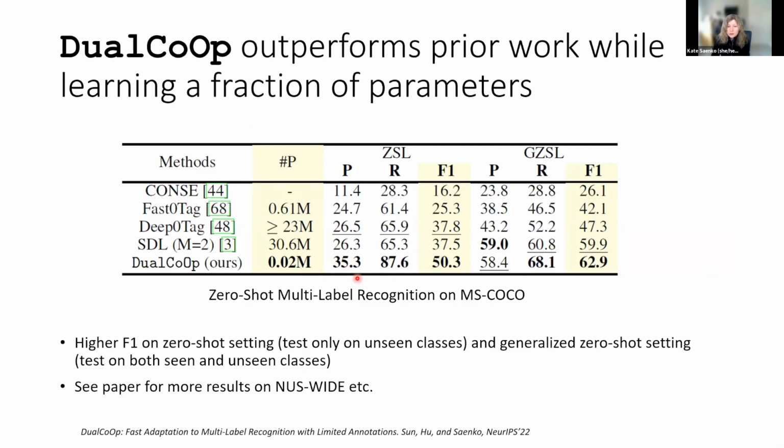Won't go through the numbers here in detail, but essentially we are getting a higher F1 on zero-shot settings, both the standard zero-shot where we're testing only on unseen classes and also on generalized zero-shot where we're testing on both seen and unseen classes. So essentially, by harnessing the vision language pre-training, we can improve zero-shot multi-label classification by a pretty significant margin.